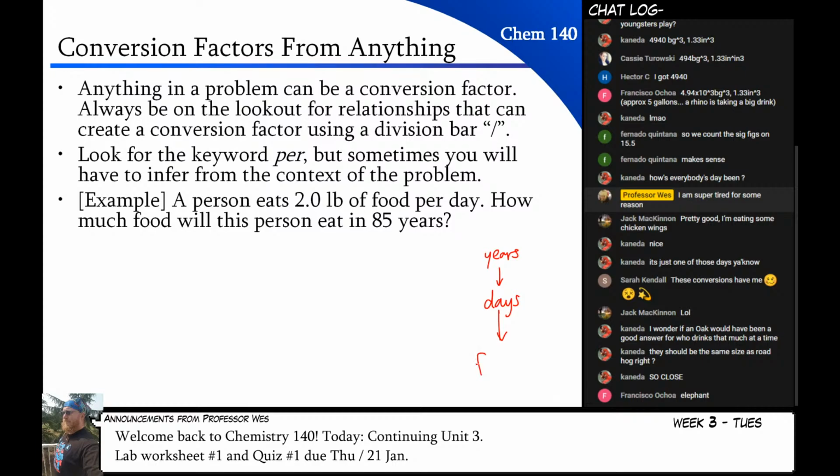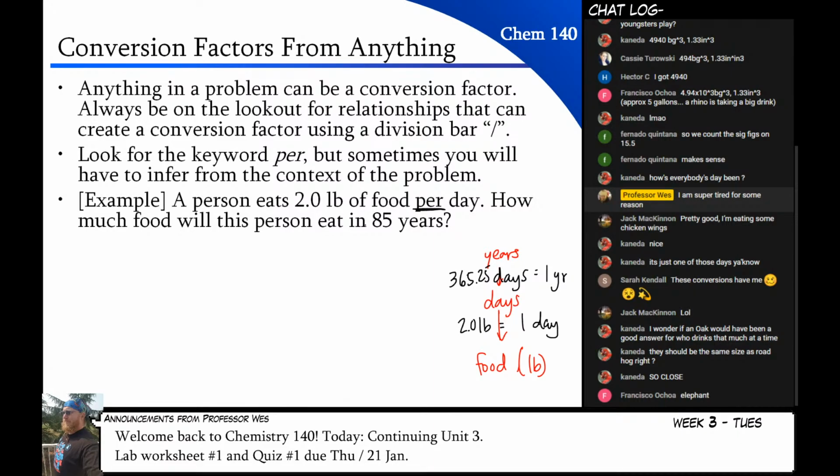And then I know how much food in pounds is eaten per day. So there are 2 pounds of food in 1 day. And when you see the word per, that means you can make a relationship there. And then we know the number of days in a year. There are 365.25 days in a year. Because we don't know which years are leap years. And in 85 years, you're definitely going to hit a leap year. You're going to hit like 20 of them, actually.